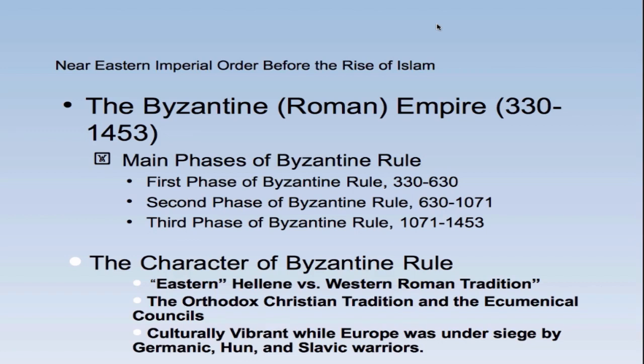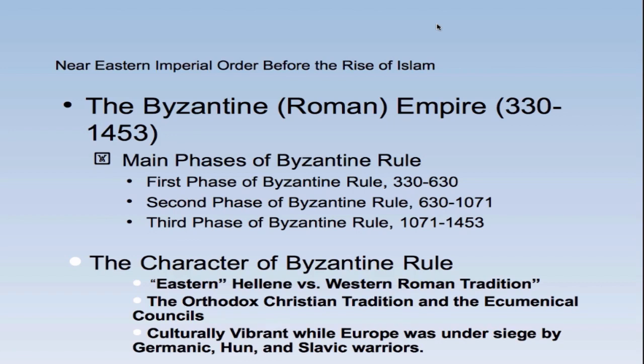The second stage is 630 to 1071. After the Islamic Caliphate captures Palestine and the Near East, and the Byzantine Empire also loses some holdings in Europe, it begins to decline. From 1071, the Byzantine Empire loses much of Anatolia to the Seljuk invasion, and in 1453 it's finally conquered. The character of Byzantine rule was an Eastern Hellenic versus Western Roman tradition.